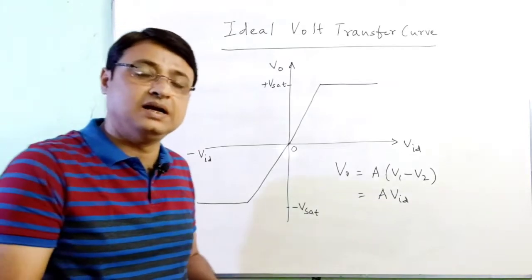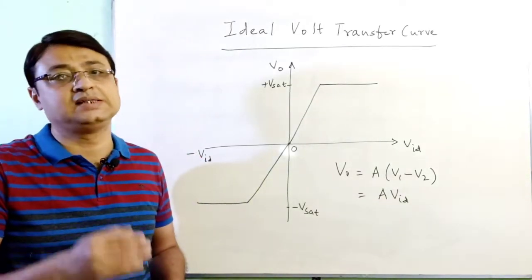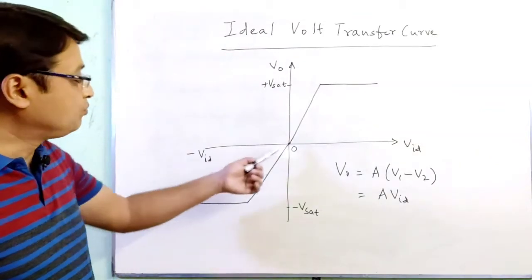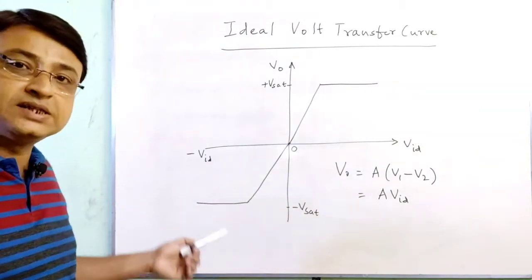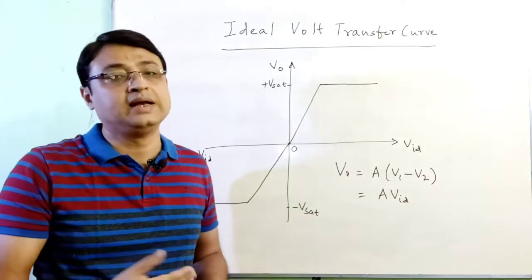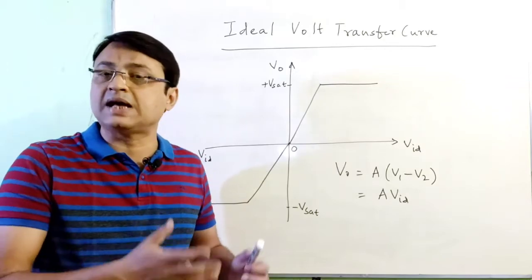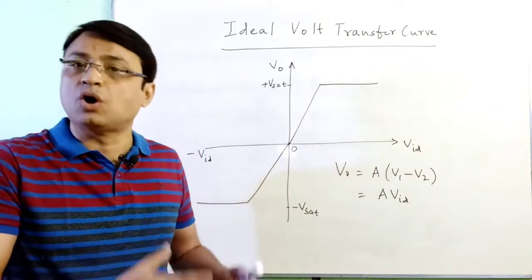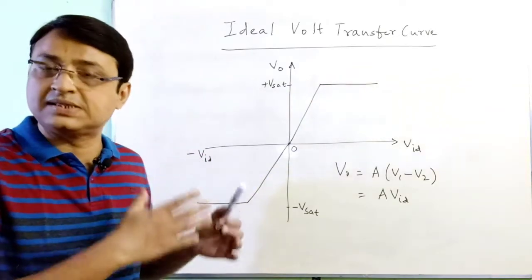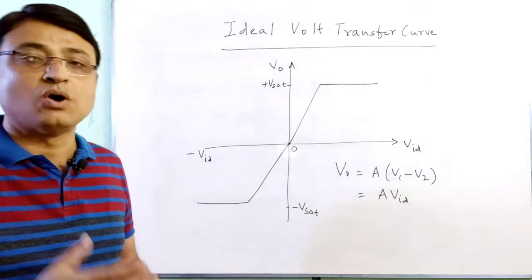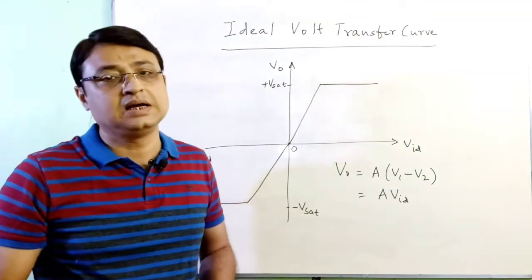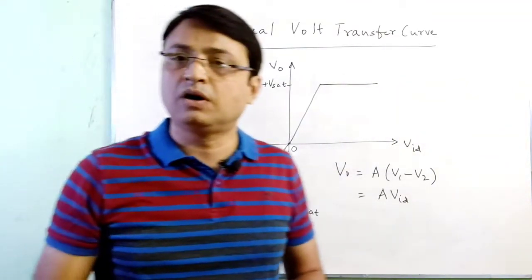And similarly, when VID is negative, the output voltage also switches to the negative saturation value, and here the negative saturation value is, as you know, minus 12 volts or a maximum of minus 15 volts. So the output voltage will stay there at minus 12 or minus 15 volts. So this is the ideal voltage transfer curve for an op-amp.